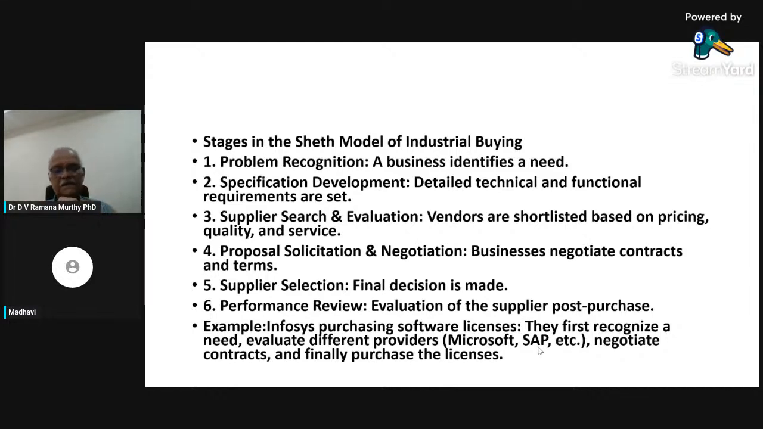Say, for example, a software company like Infosys purchasing software licenses. They first recognize a need to purchase that software license from a vendor. Next, evaluate different providers. They may evaluate Microsoft, SAP, or whatever providers. And then they start negotiating the contracts, and then finally purchase the licenses. Again, review if the software is working well for their solution. If it's fine, good. Otherwise, back to square one.